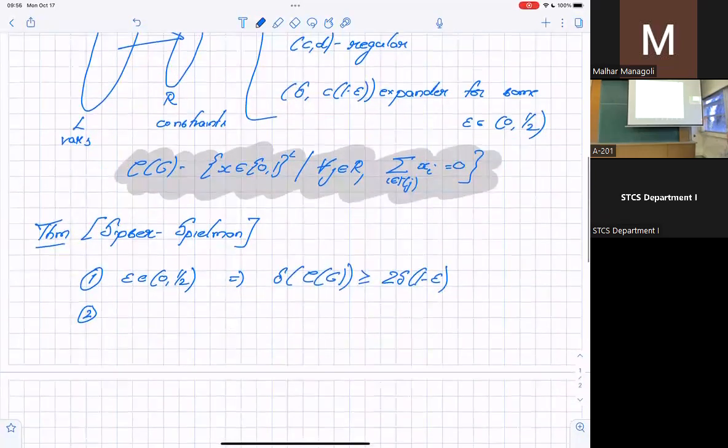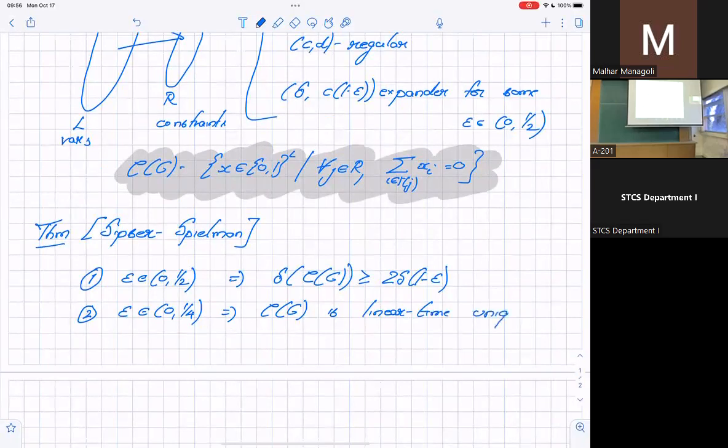The next one was that if epsilon was even smaller, then C of G is efficiently, in fact linear time, decodable. It is linear time decodable from a fraction of errors up to delta times (1 minus 2 epsilon).